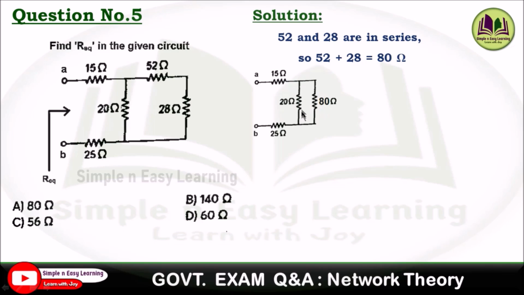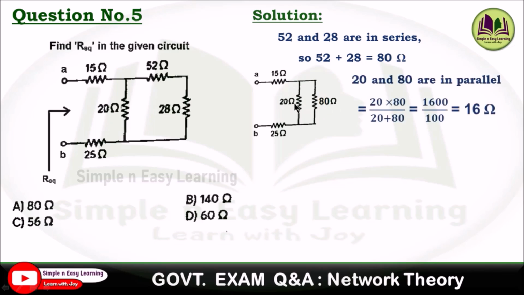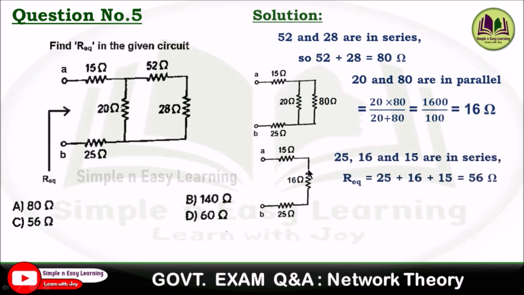And by seeing this circuit, it is clear that 80 and 20 are in parallel. So parallel combination of 80 and 20. So 20 into 80 divided by 20 plus 80, that gives you 16 ohm. So the circuit is reduced like this. Now it is very clear all the three resistances are in series.